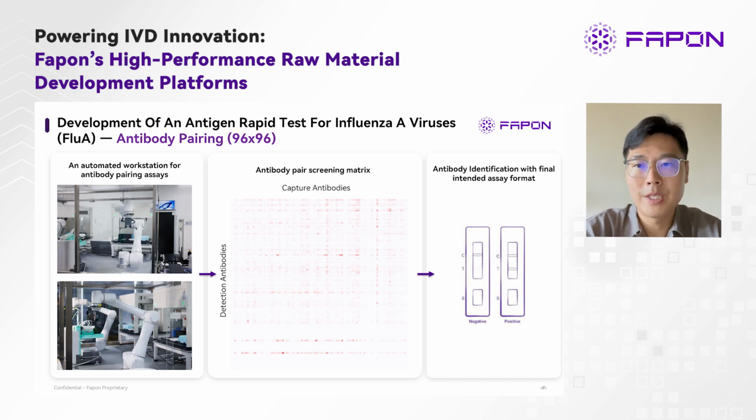So based on the affinity ranking and sequencing cluster analysis, we picked the top 96 antibodies for the next step, which is antibody pairing and screening. Because in this particular case, we're developing a sandwich assay for an antigen test, we need a capture and a detection antibody for co-recognition of the N protein.